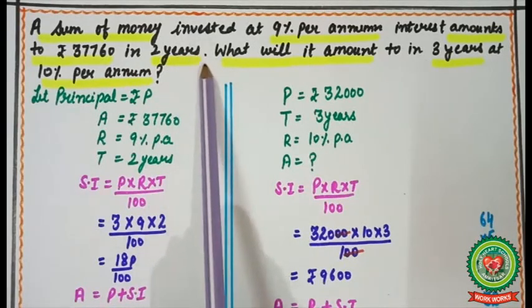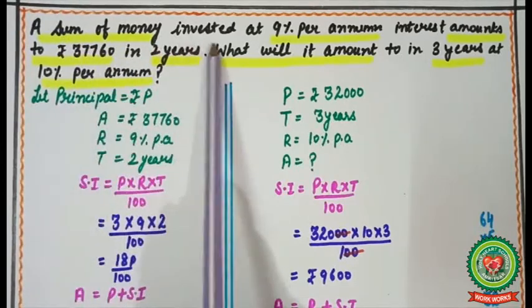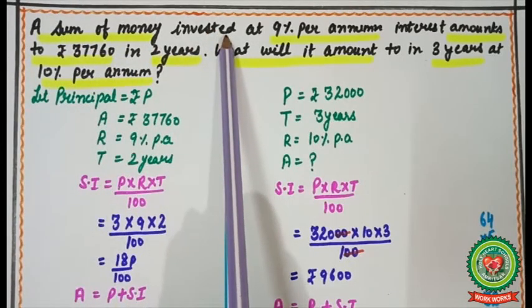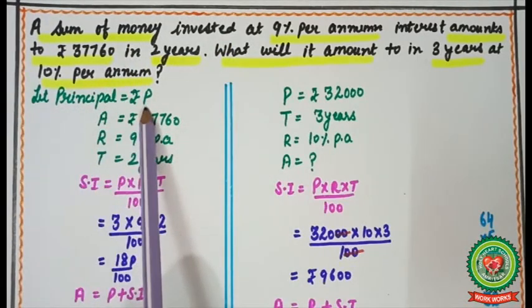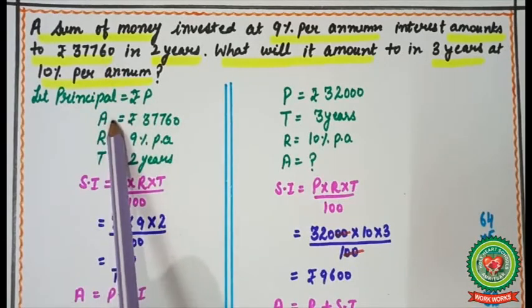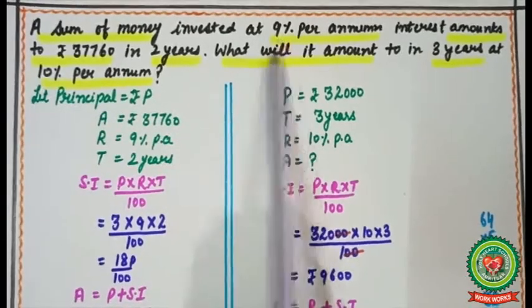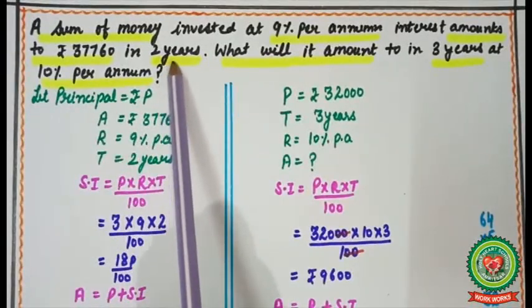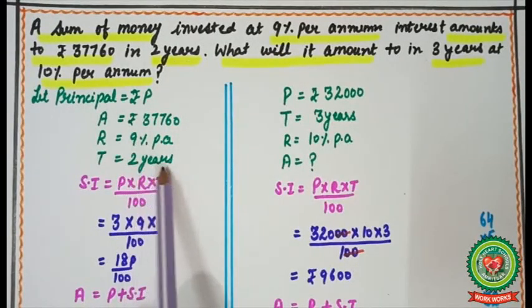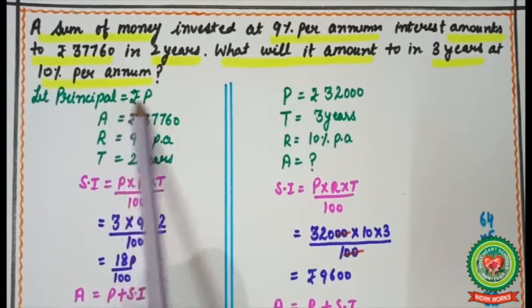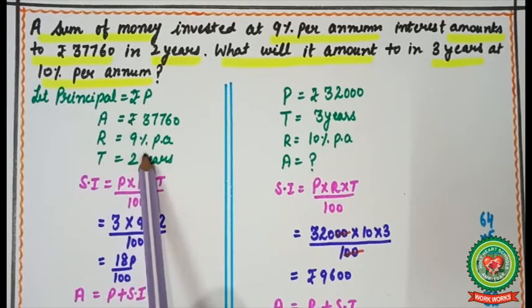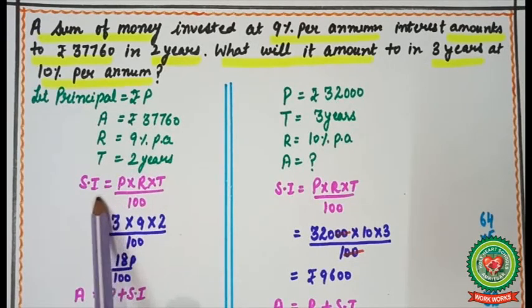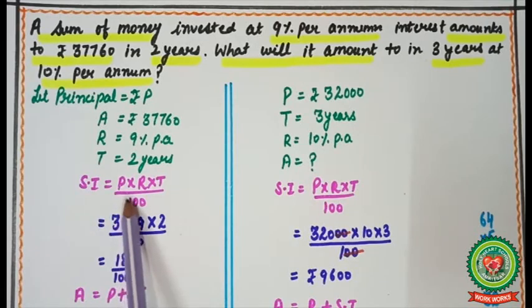Now first of all, because a sum of money is invested and we don't know how much money, we will let the principal be rupees P. The amount is also given to us, so we will write here the amount. Rate is equal to 9% per annum and time is 2 years. Now students, you can see that the principal we have supposed, the amount is given, the rate is given, the time is given. So what can we find from here? We can find SI. What is the formula of SI? That is P into R into T upon 100, right?